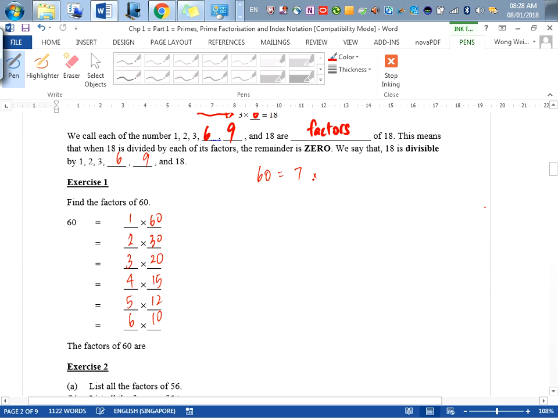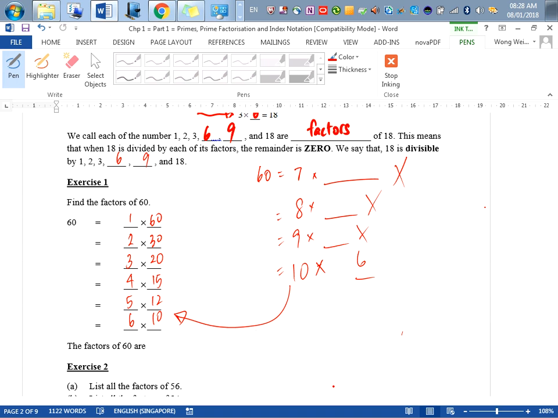60 equals 7 times, what should I put in here? Do I have a whole number? No, don't have. So let's not do this. Equals 8 times. Can I have a whole number here? Also cannot. Okay. What about 9? Do I have any answer? Don't have. What about 10? 10 times 6. Oh, then it is a repeat, right? So do I continue? No need to continue already because you'll be wasting your effort.